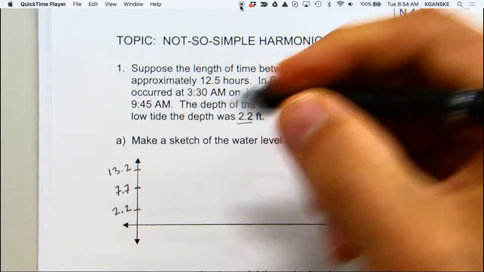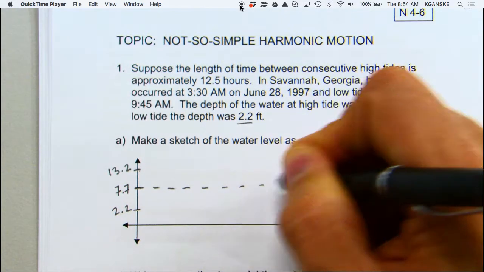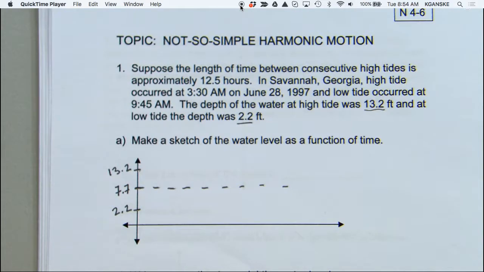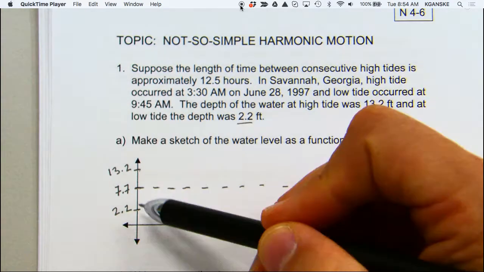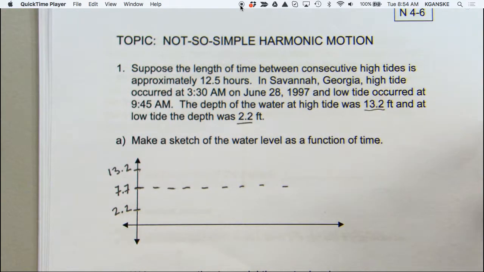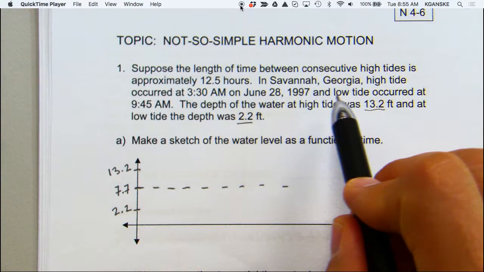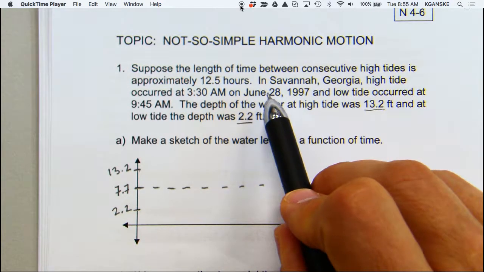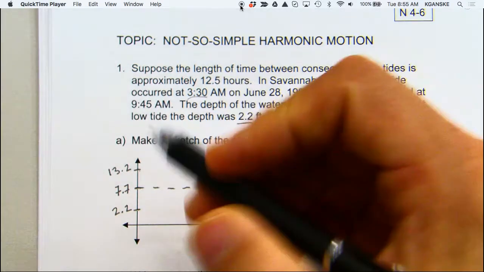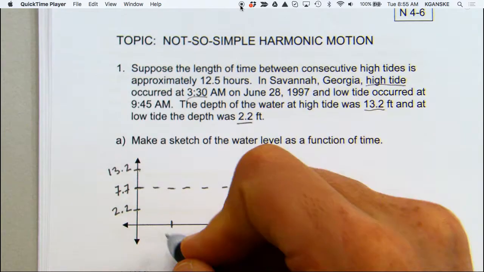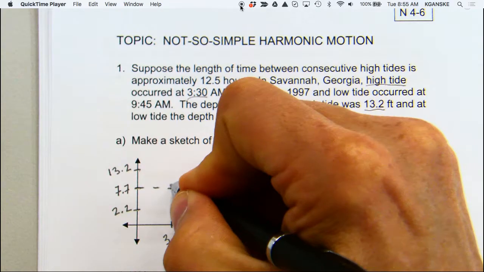Okay, so I know that my graph's middle line is going to be there at y is equal to 7.7, and that sinusoidal behavior is going to bounce in between 2.2 and 13.2. Now, we also have to find where it starts. You're just looking for some sort of starting point where it's either high or low. So it's saying the high tide was at 3:30. We're going to break that into a decimal and call it 3.5. And that's where I'm going to put my anchor point.